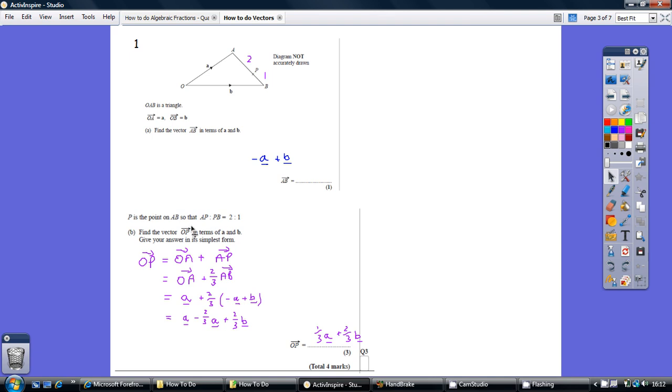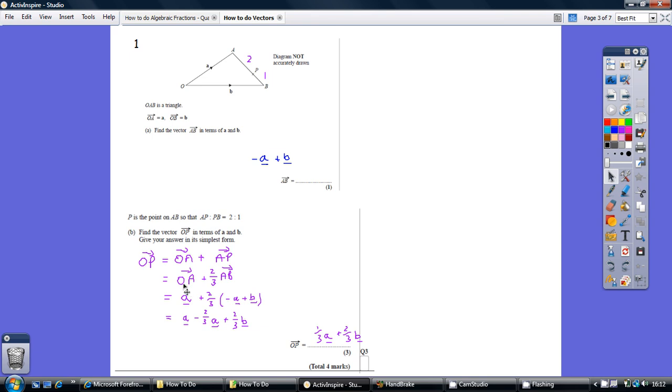Now we've got to go and describe the vector OP. So there's two ways to go from O to P. You could either go OA, AP or OB, BP. Try and go the way that's going to bring in a multiple of the answer you've already done. If we go this way, AP is a fraction of AB, which we've just worked out. So that's the way to go. So OP equals OA plus AP, but AP is 2/3 of AB. So that's our second line.